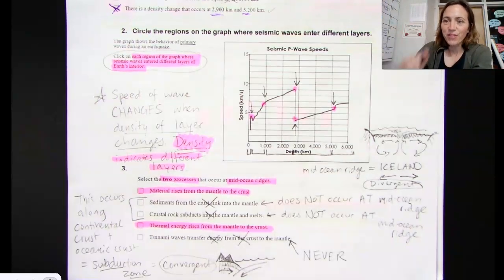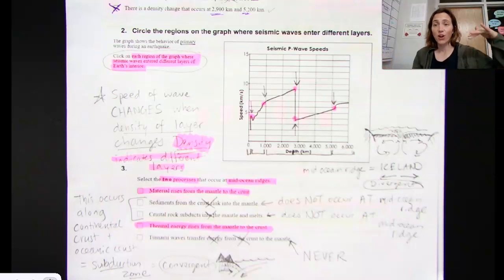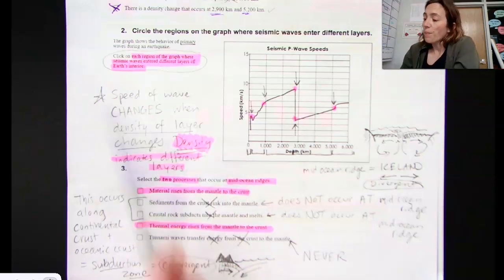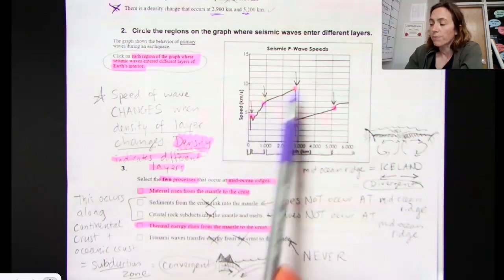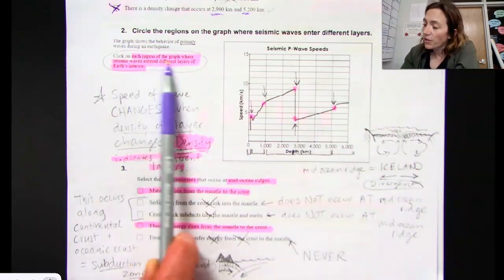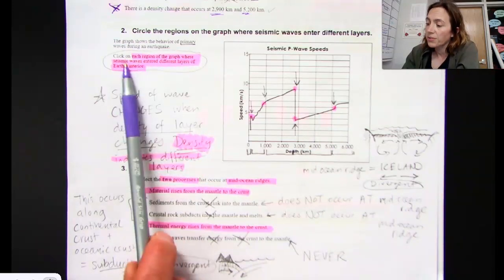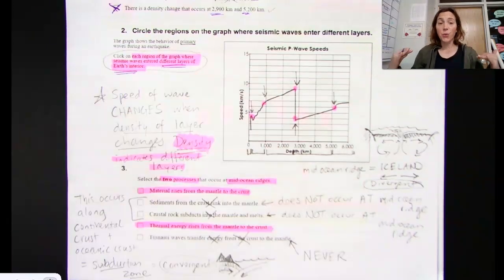All right. So this one is asking to circle the regions on the graph where seismic waves enter different layers. So we're dealing with density again. Okay, speed of the seismic waves is going to change as the layer's density changes. And that's what we're looking at here. This would be like a little click and drag. This is going to be interactive. So you're being asked to draw or drag arrows where speed is changing, density is changing. So each region of the graph, click on each region of the graph where seismic waves entered different layers of Earth's interior. How do you know that seismic waves have entered different layers?